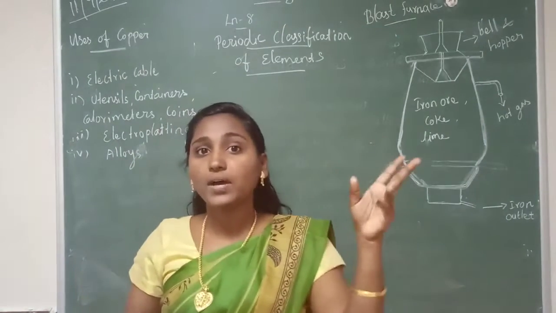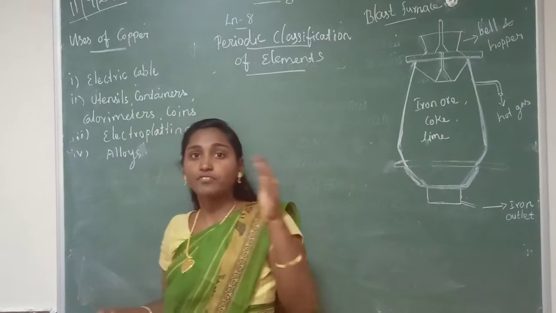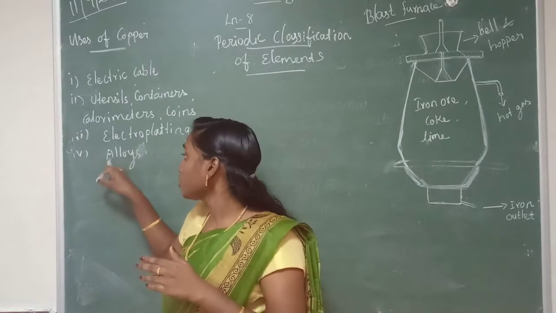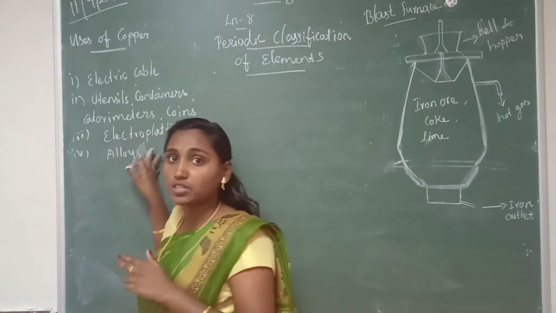Alloys means copper with gold, that is a type of alloy. Copper with silver, that is also a type of alloy. So it is used in alloys. Have you understood the uses?